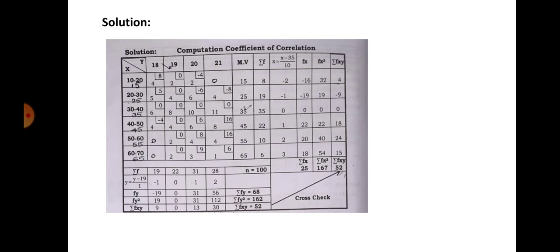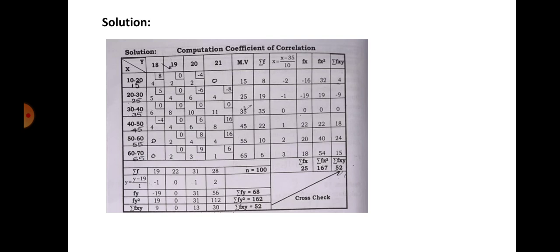That is our sigma fx. Now fx square. What is this? Adjacent column multiplication. It is not the whole square. Most of the time I notice students taking the wrong fx square. It is minus 2 into minus 16, which is equal to 32. Minus 1 into minus 19, both are negative, so you can take it positive, 19. 0 into 0 is 0. 1 into 22 is 22. 2 into 20 is 40. 3 into 18 is 54. Addition is 167. This is our sigma fx square.